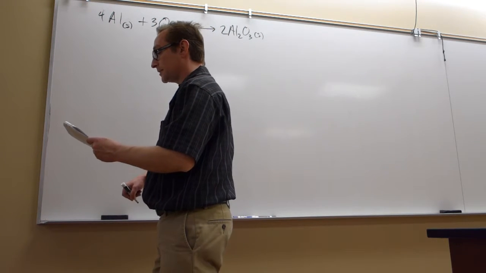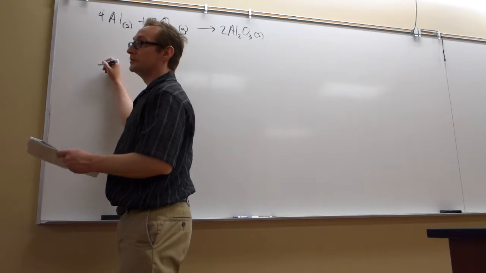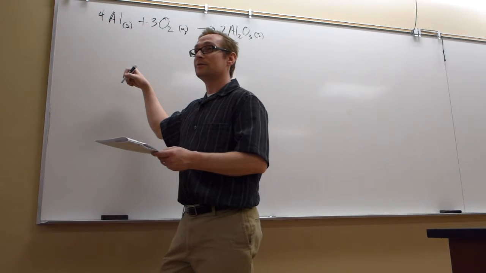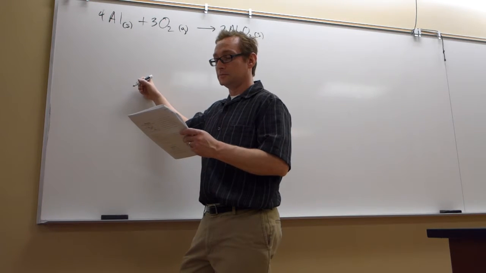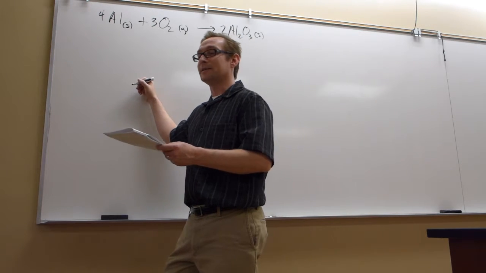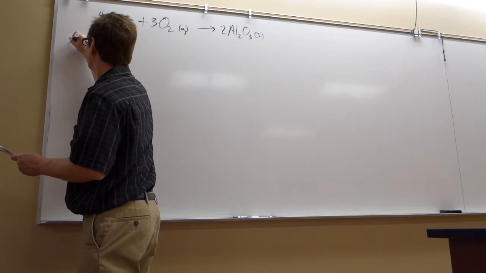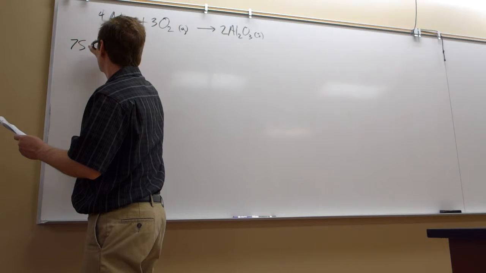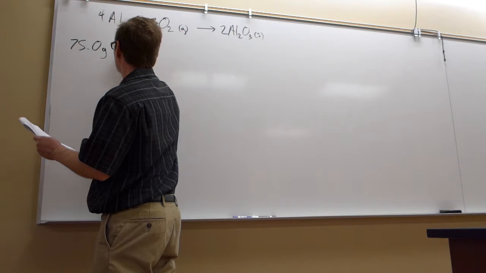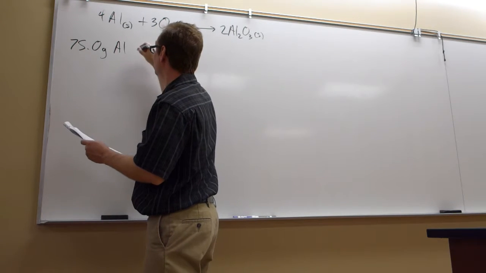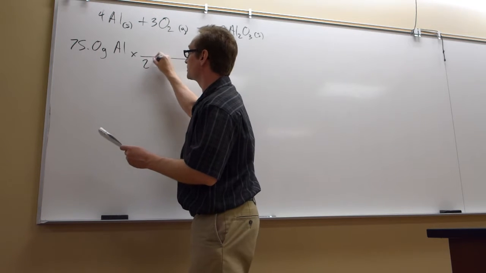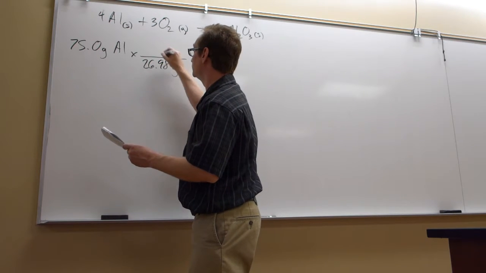So from Chem 107, the general strategy was take the grams of each reactant, convert them into moles of product, and see which one comes out smaller. Right, that's a general strategy. So 75.0 grams of aluminum. Okay, and molar mass of aluminum is 26.98.